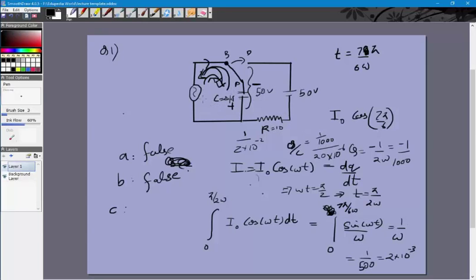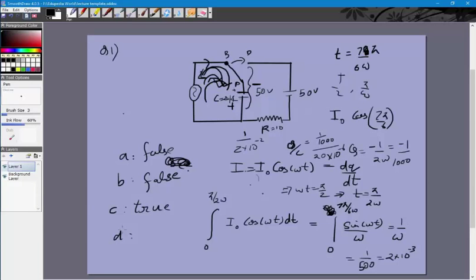Right, initially the current is going like this, so the upper plate is positive, the lower is negative. After capital T by 2 or pi by omega time, it reverses, and then this is negative and this is positive. So the potential difference across this is 100, therefore the current across this is 10. So this is true. And Q is 2 into 10 to the power minus 3.